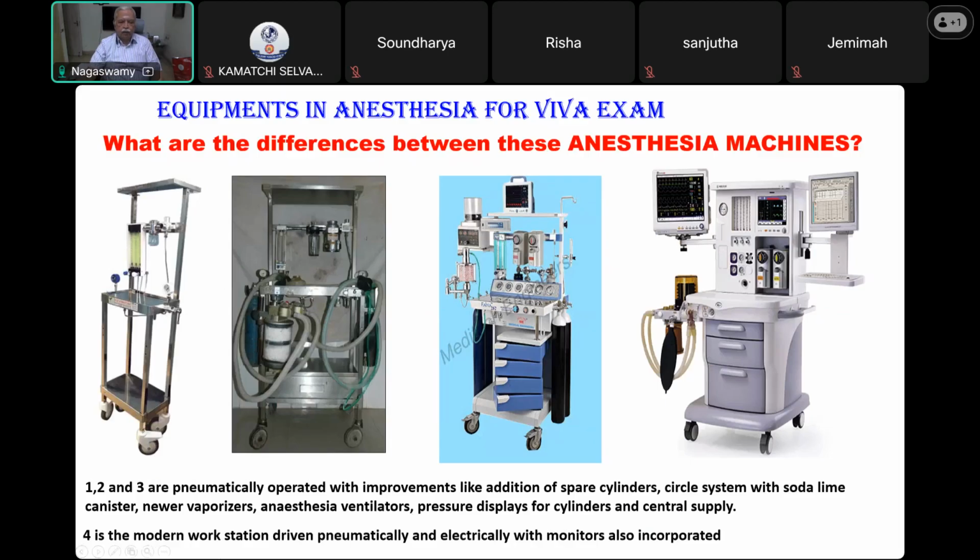And the fourth is a modern workstation driven pneumatically and electrically with monitors also incorporated. Okay, so that is the difference.